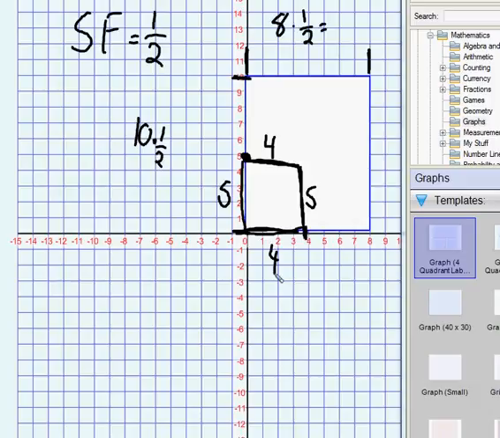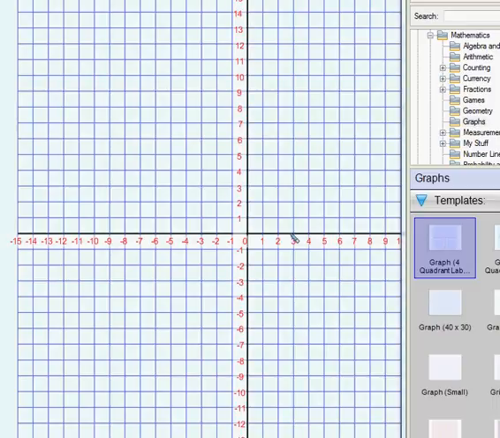Now, what if I was given a situation where the figure was not on or wasn't about the origin? So let me give my grid a second to load up. Same principle. I'm not given the measurements, but I can actually count out how far and how much of this figure is. This is a 2 by 4.